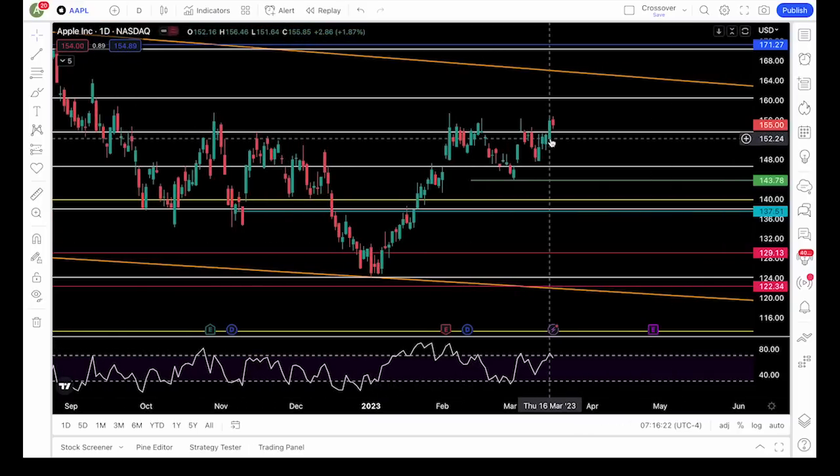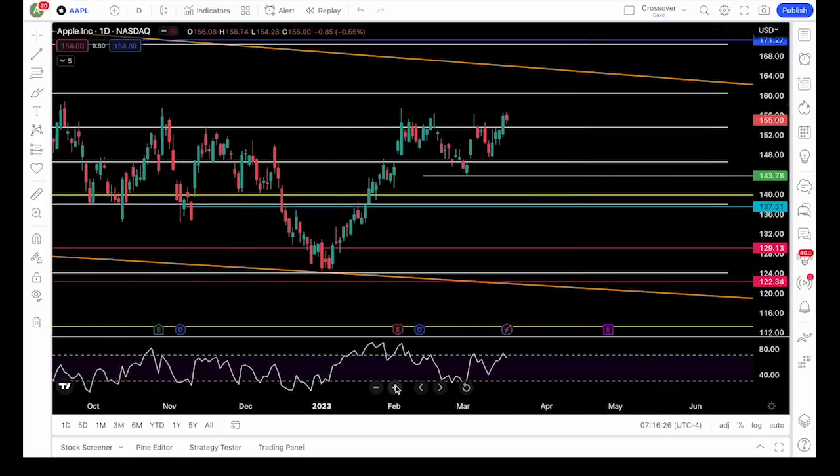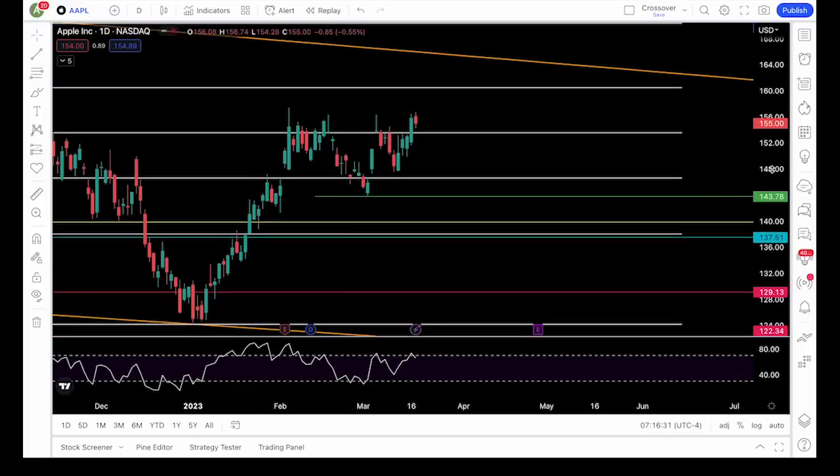We finally broke out of it on Thursday. Yesterday didn't quite get continuation, but we did get some chop. Now, if bulls want to stay bullish and want Apple to stay bullish, that 153.5 must hold on any pullback to keep the breakout intact.